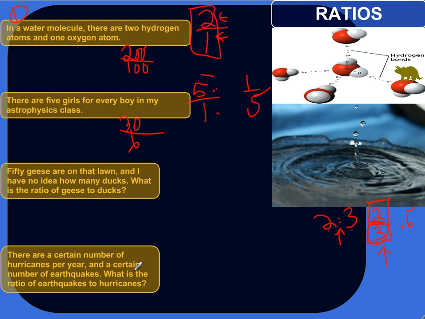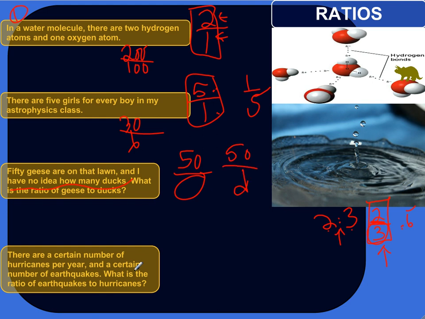Okay, so now we're going to kick it up a notch and throw in some variables, some unknowns. So 50 geese are on that lawn, and I have no idea how many ducks. What is the ratio of geese to ducks? All right, well, I want the ratio of geese to ducks. So here's geese, okay? But look, this is not helpful. I have no idea how many ducks. So what am I going to put down there to represent ducks? Well, just a variable. 50 over, let's say, D.